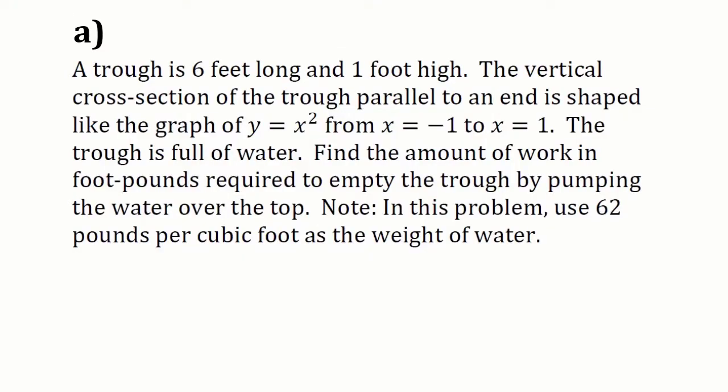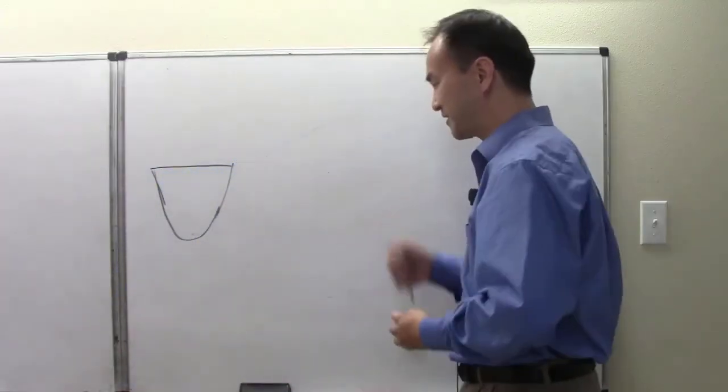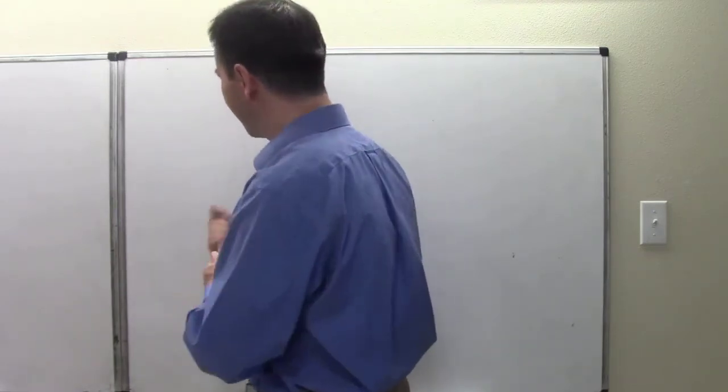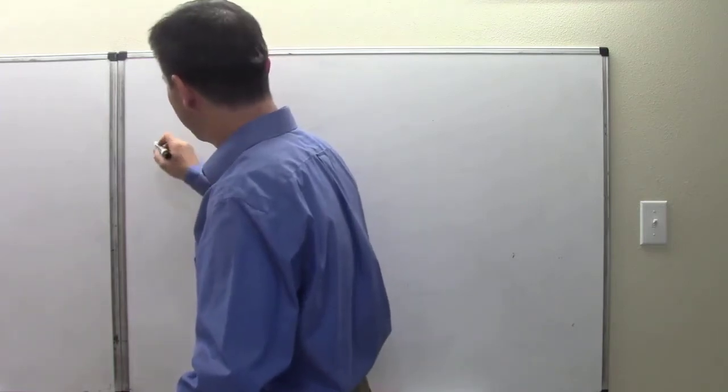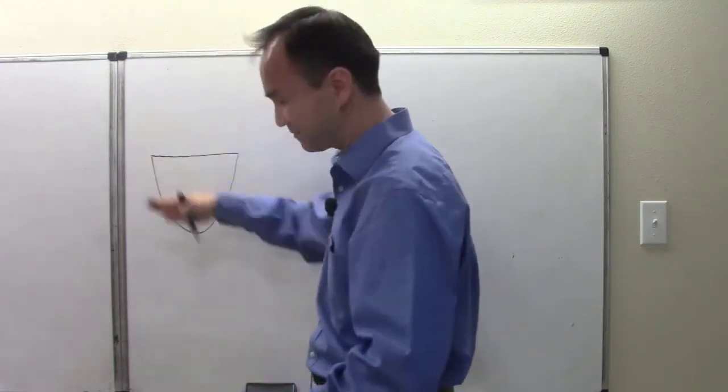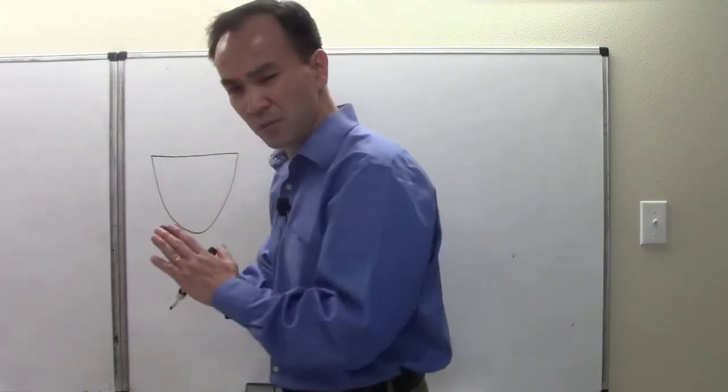All right. So let's now look at the worded description of our problem here. A trough is 6 feet long and 1 foot high. So I had the picture of the trough earlier on the board. So let's now get a formal drawing of that trough right here. So my trough has a shape like that. Some kind of bent shape here, and then it's open up here, but it's 6 feet long.